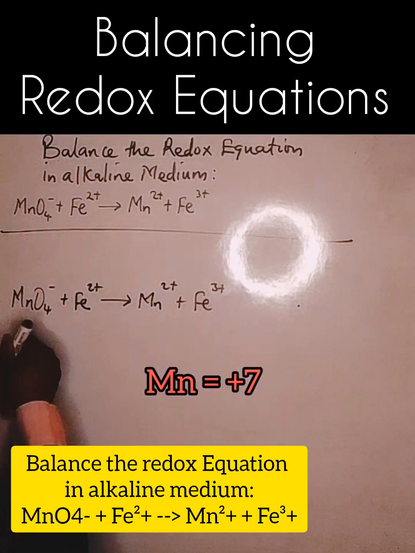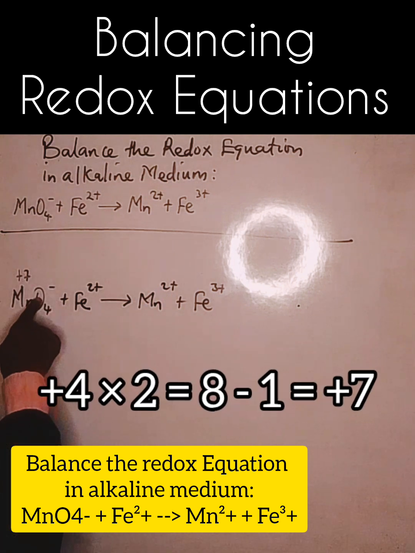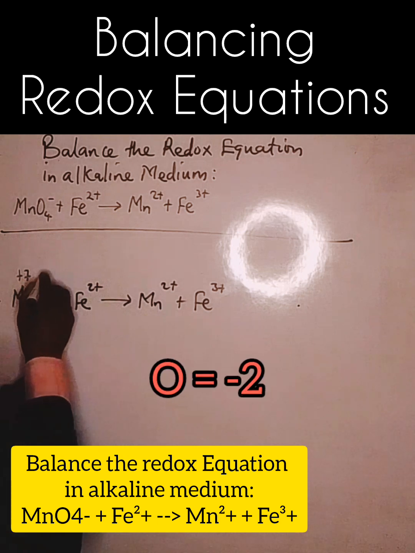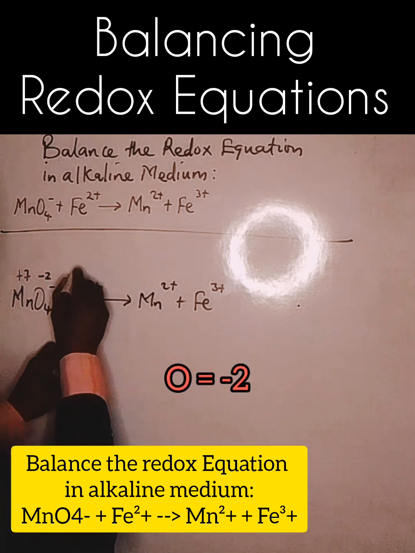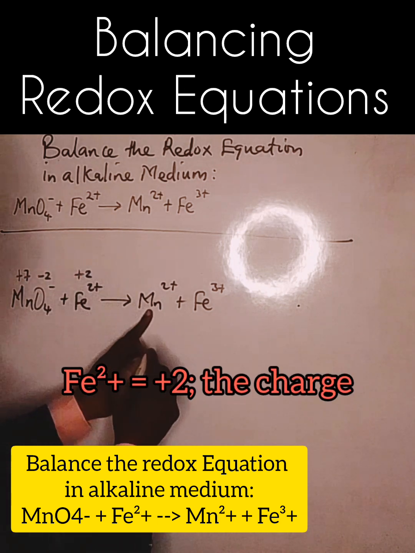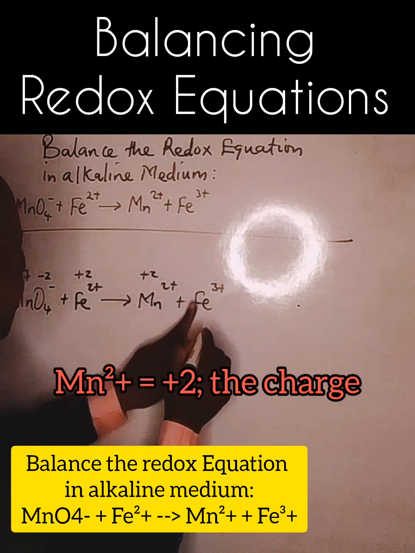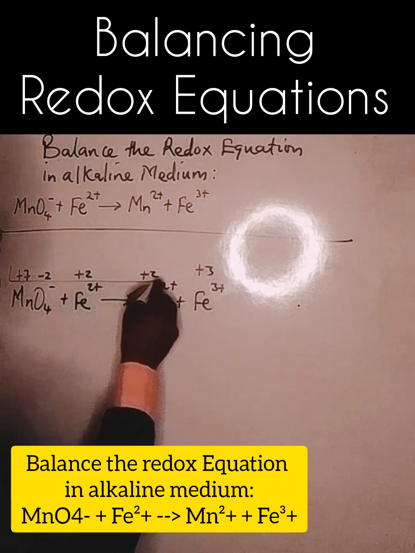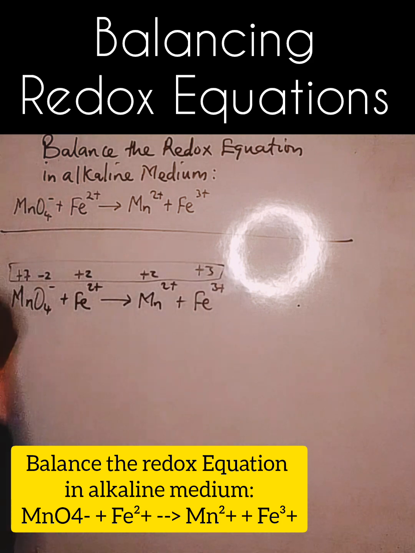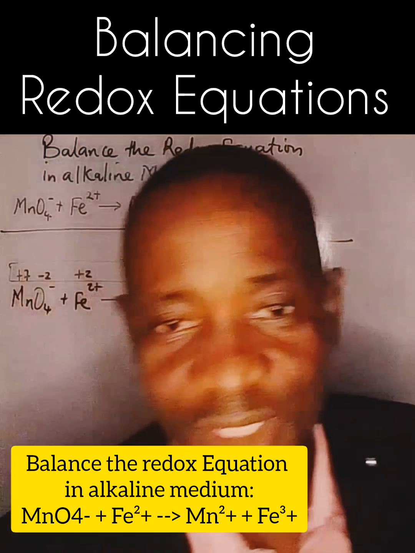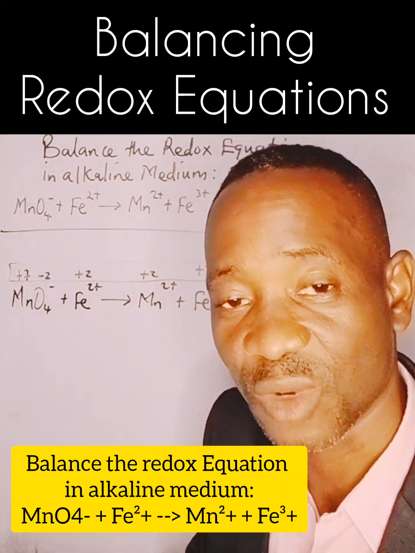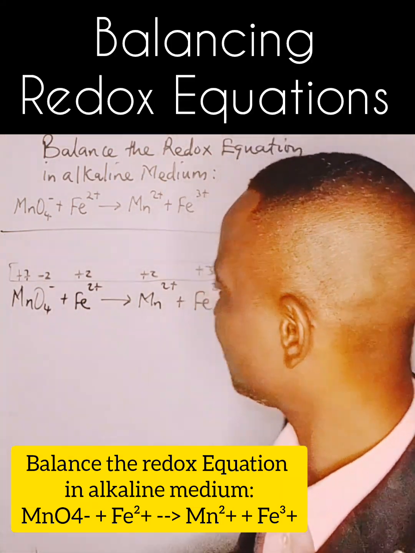Manganese here, the oxidation number is +7, because 4 times 2 is 8, minus 1, plus 7. Oxygen here is -2. Iron here is +2, the charge. Manganese here is +2, the charge. Iron here is +3, the charge. These are the oxidation states of the species involved. From these oxidation states, we can now know which species is reduced and which one is oxidized.